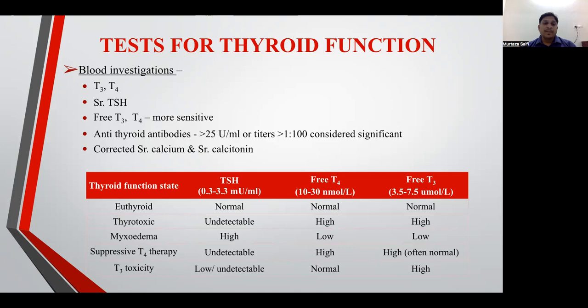In suppressive T4 therapy, TSH is undetectable and T3 and T4 are high. In T3 toxicosis, T4 is normal, TSH is undetectable, and T3 is high. So this is simply the thyroid function state in relation with the thyroid stimulating hormone, T3 and T4.